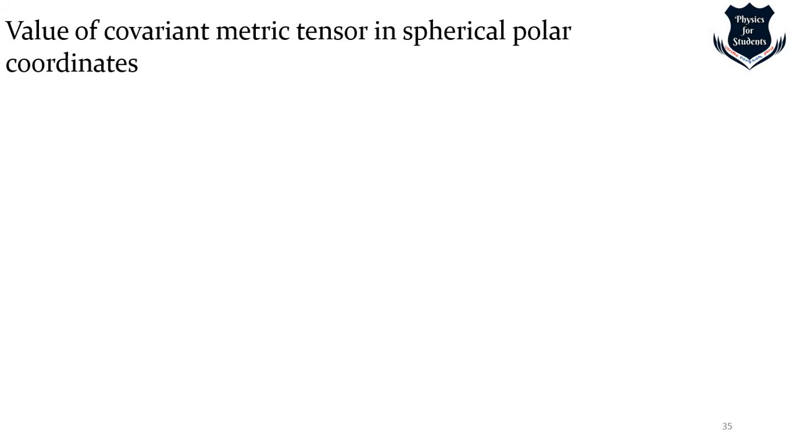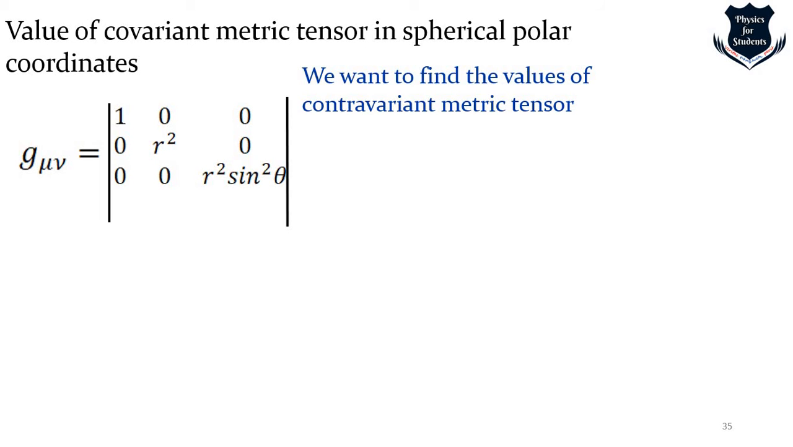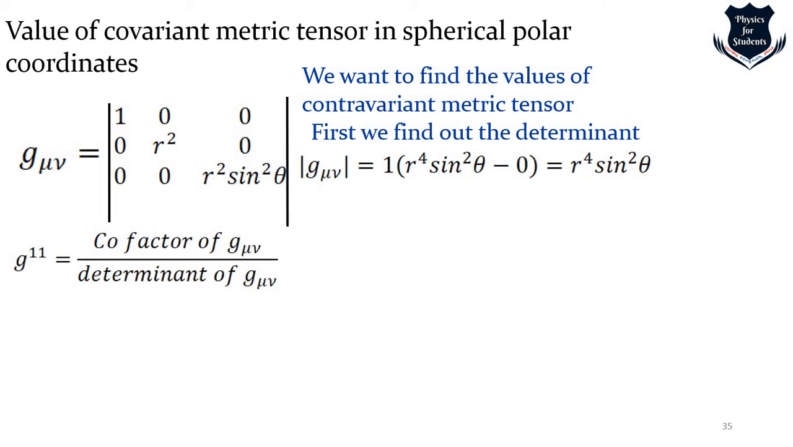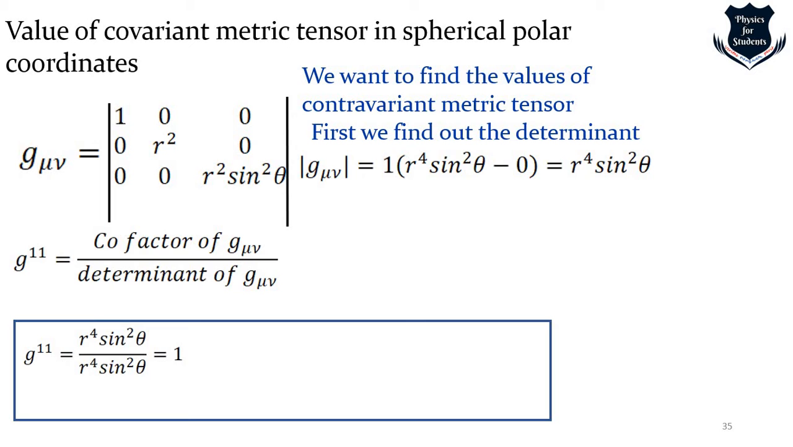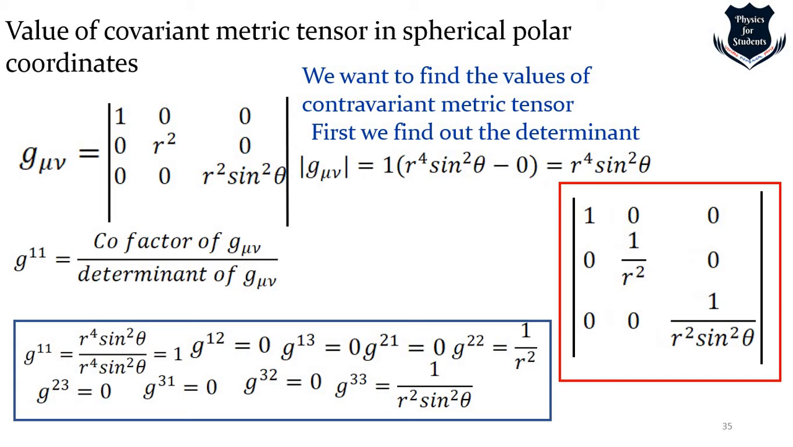Now the question is that it is not the same in the case of other coordinates. So for the value of the covariant metric tensor, I have taken an example of spherical polar coordinates, right? For the spherical polar coordinates, the metric tensor is this. So what we do, we find the values of the contravariant metric tensor, right? First we found the determinant. We do the same thing for g mu nu. We take the cofactor and we divide it by the determinant, which gives this value. It cancels out to be 1, and this is 0, 0, 0, and so on. Now you notice when I plot these values, it shows this, which is on the right hand side.